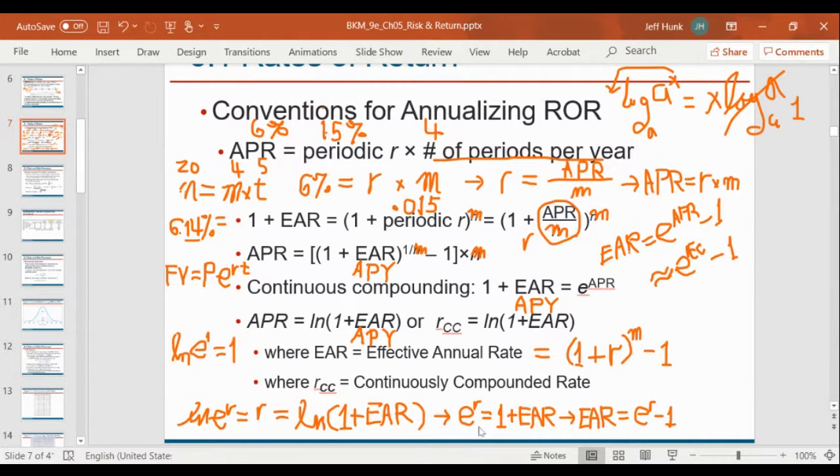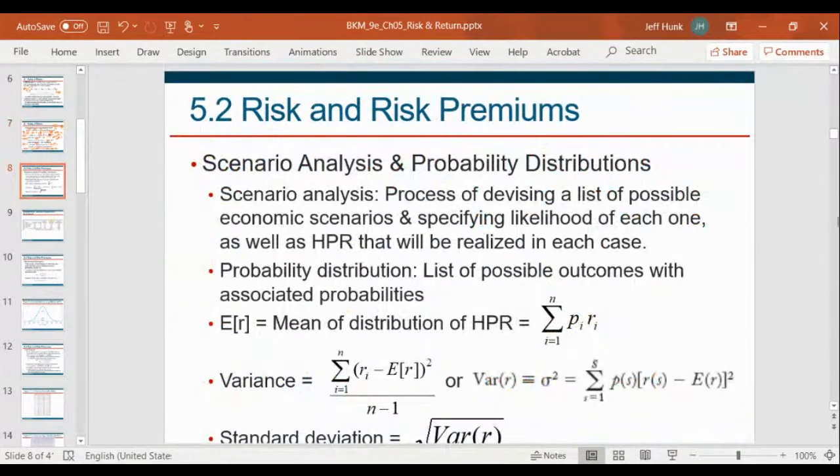Based on this, we can say 1 plus EAR is e raised to r, and EAR alone is e raised to r minus 1, which I already put there. Now, let's do some Excel exercise of this.